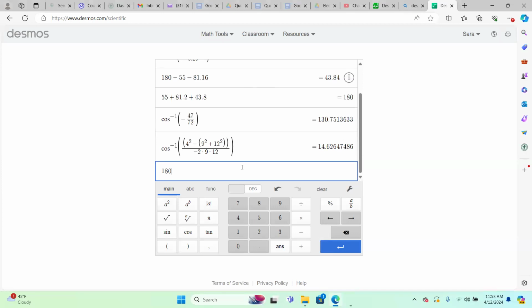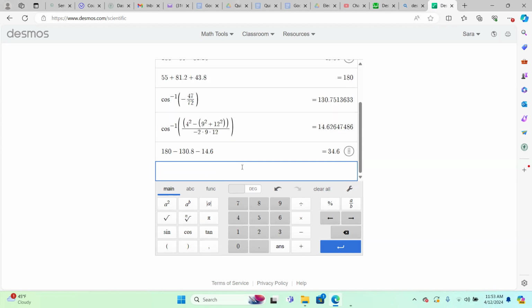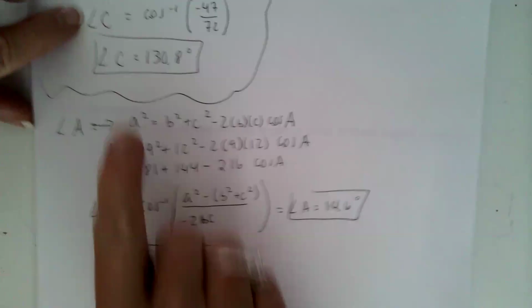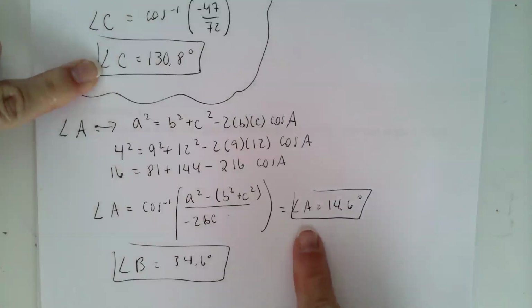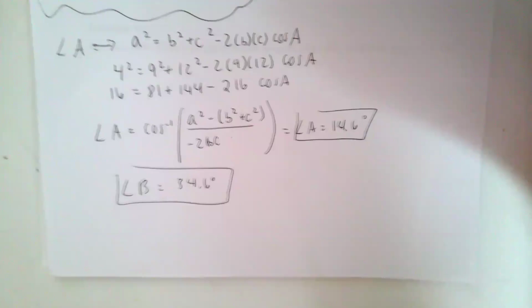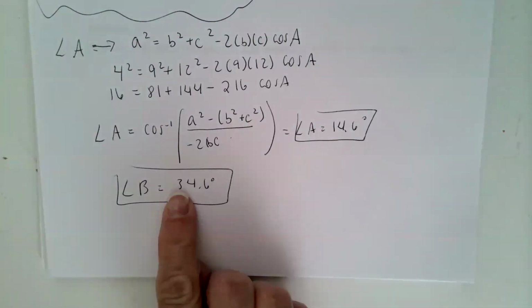So if I take 180 and subtract what we got for angle C, 130.8, and subtract what we got for angle A, 14.6, that leaves us with angle B to be approximately 34.6 degrees. So we calculated angle C, we just calculated angle A, subtracting from 180, we get angle B.